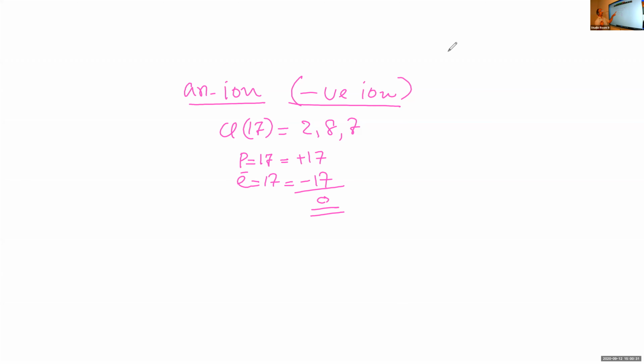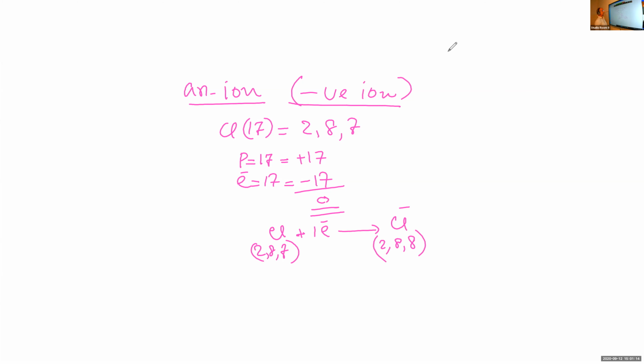Now we are going to add an electron into the chlorine atom. Then what happens? Say chlorine 2, 8, 7. Into this, we are going to add one electron. Then we get a negative ion, the Cl- ion. One more electron is added into the outermost shell, the so-called valence shell of the chlorine atom. So there will be 2, 8, 8. That is the configuration of the chloride ion.